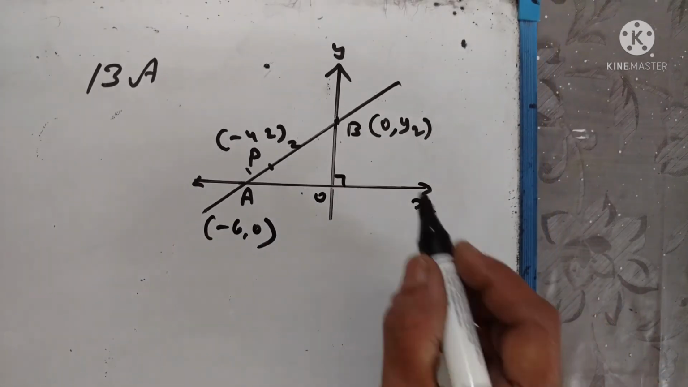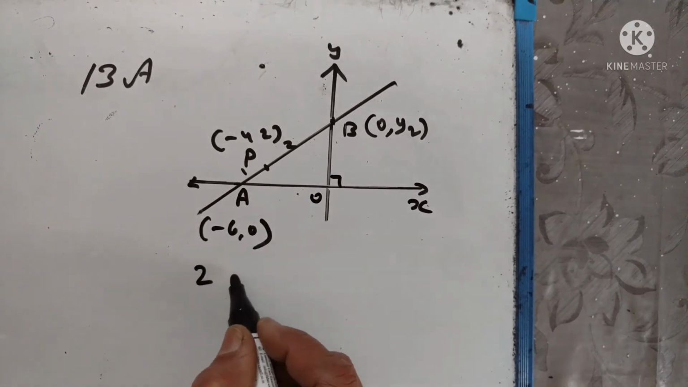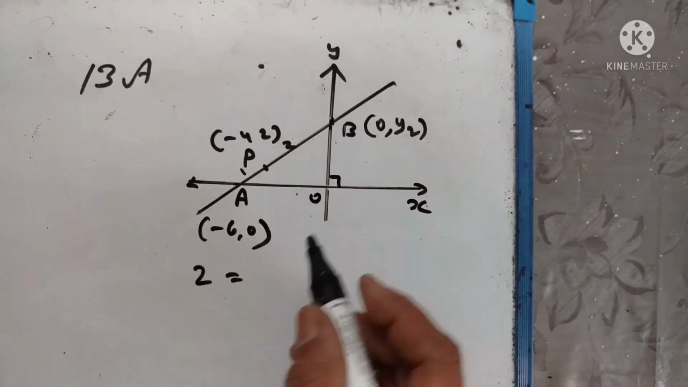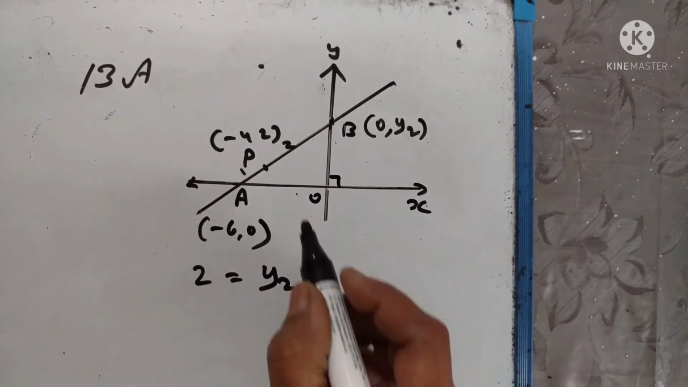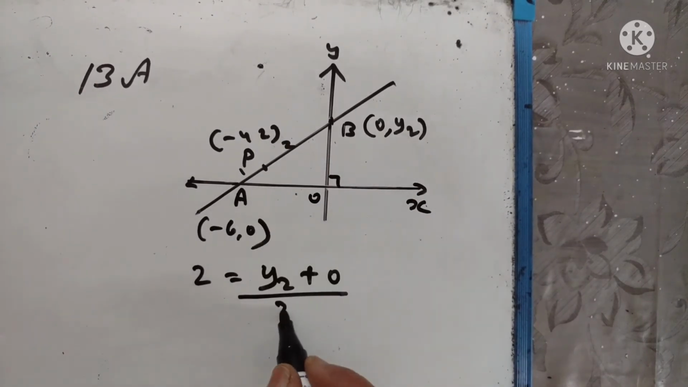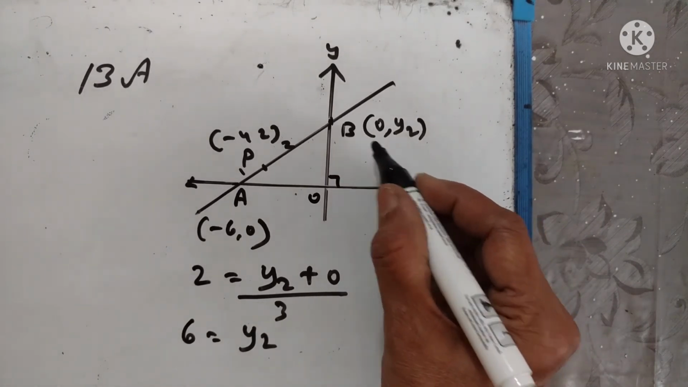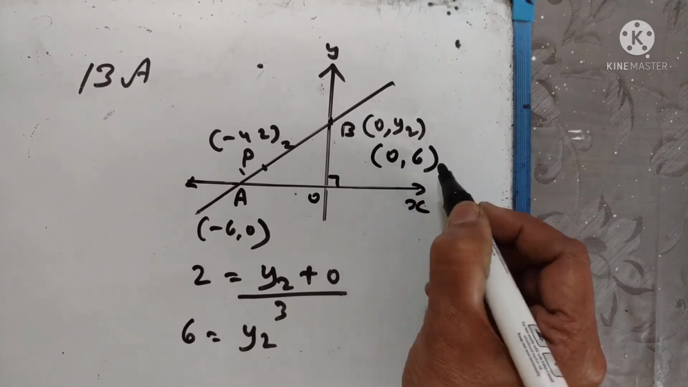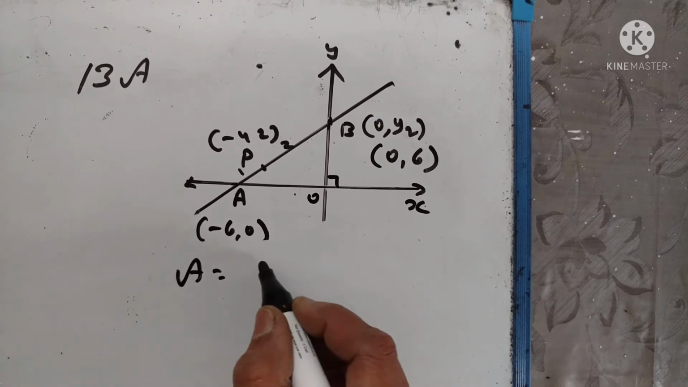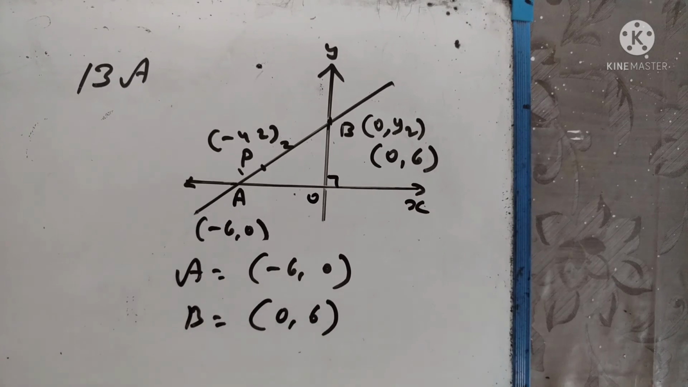Let's find the coordinates of B now. This y is equal to 2, which is equal to (m1 into y2 plus m2 into y1) upon (m1 plus m2). 6 is equal to y2. So y2 is equal to 6. The coordinates of B are (0, 6). Coordinates of A (-6, 0), and coordinates of B (0, 6).